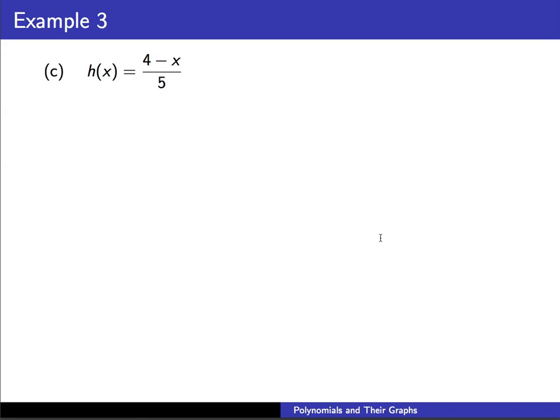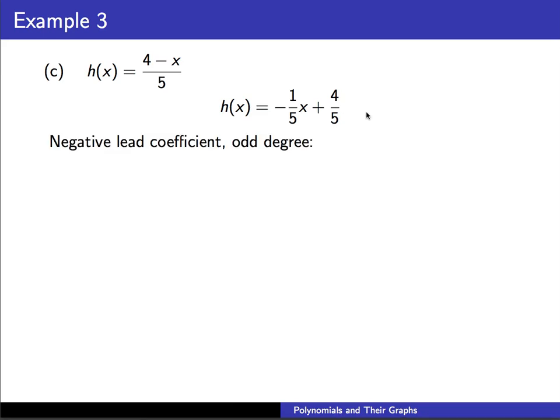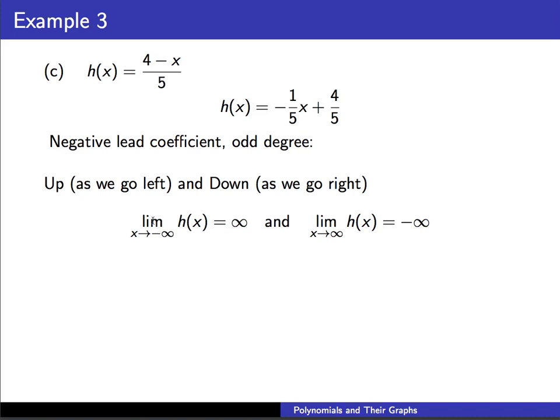Part C, h of x is 4 minus x all over 5, which we saw we could rewrite as negative 1/5 x plus 4/5. We have a negative leading coefficient and an odd degree, so that means we're going to go up as we go to the left and down as we go to the right. So going up as we go to the left, the limit as x approaches negative infinity of h of x is infinity. Again, up is positive infinity. And going down as we go to the right, the limit as x approaches infinity of h of x is negative infinity. Again, down is negative infinity.